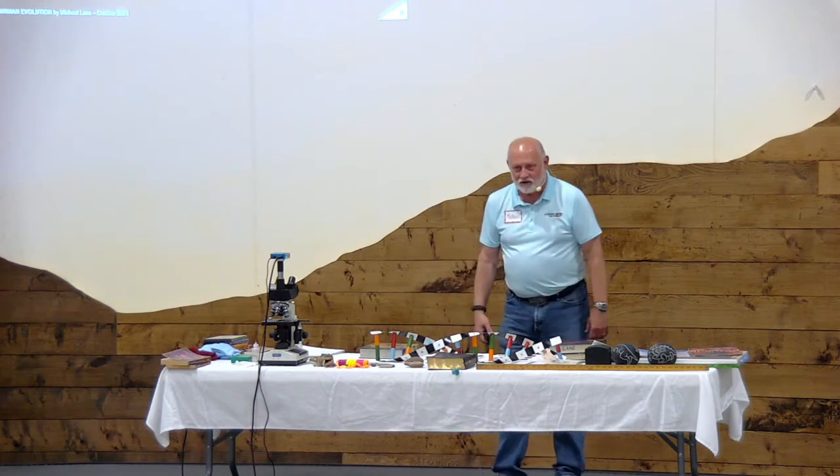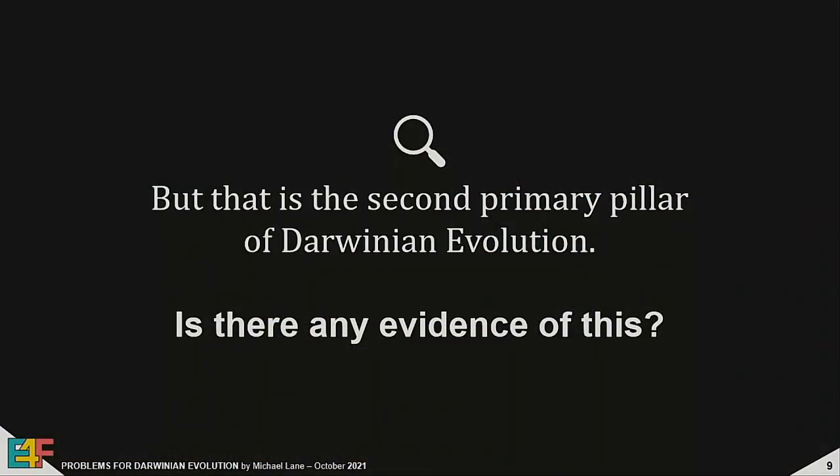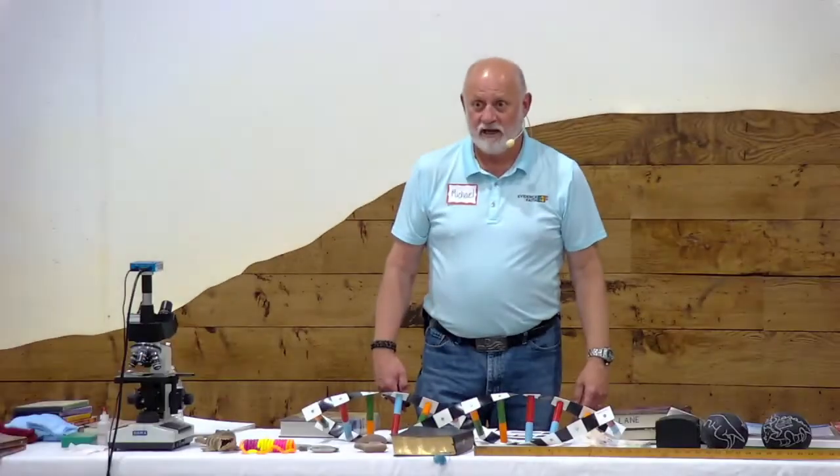Is there evidence? You understand this is a secondary pillar of Darwinian evolution. If this pillar falls, the whole theory falls apart. Can you cite one example of a mutation, random chance mutation, adding new genetic information to the genome that benefits the organism? The chairman of the department says, no, we can't.